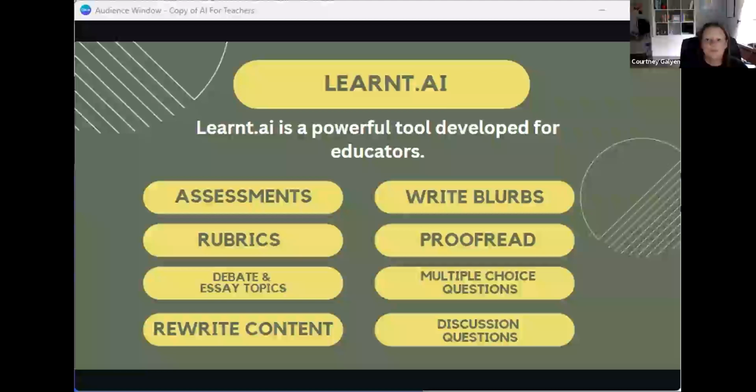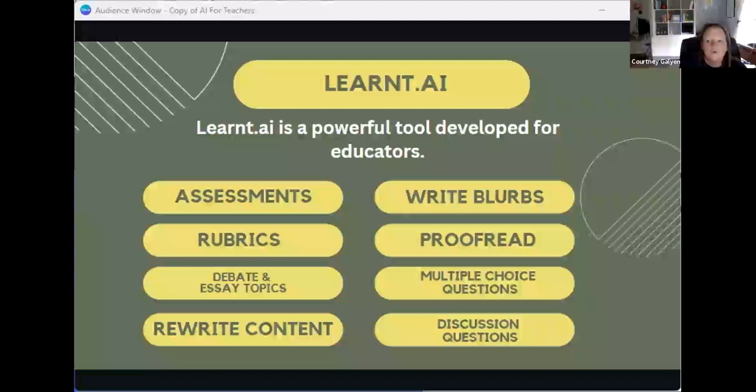Another neat thing it can do is write blurbs. So if you have a really, really long paper or a journal article, or even maybe a short story that you want to come up with a succinct way to describe, you can paste that content into Learn AI and it will spit out a blurb similar to one you might find, say, on the inside of a book jacket. It'll give you a couple sentences about what that very long-winded article is about.